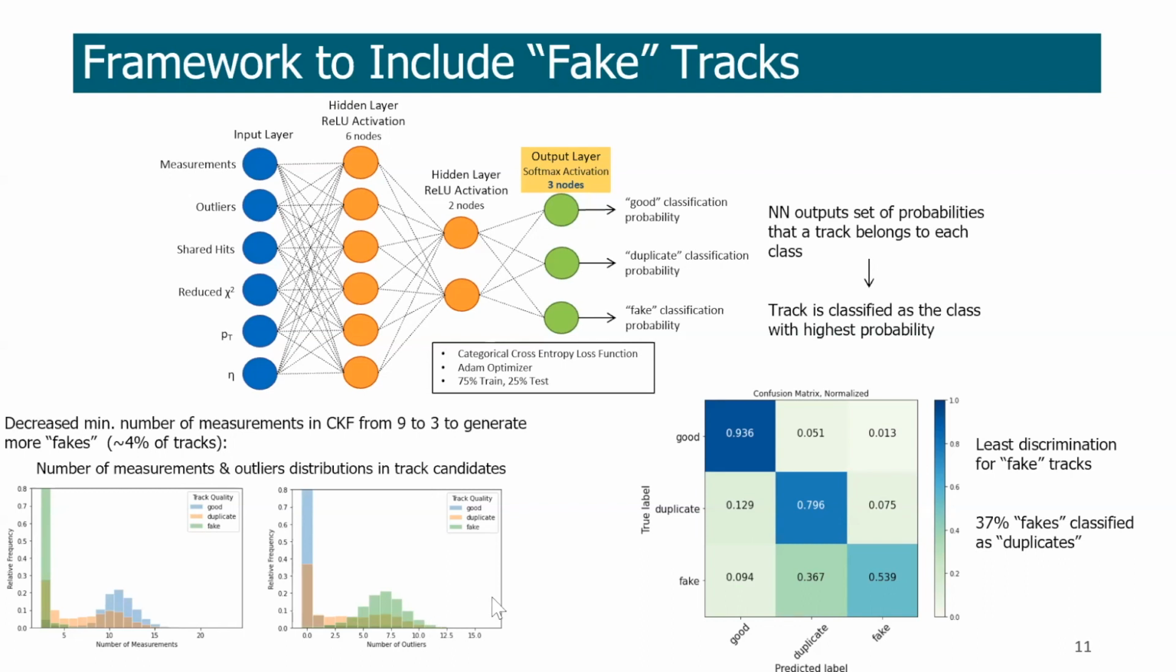So after training this architecture, it was found to have the least discrimination for fake tracks, shown in the bottom row of this confusion matrix, where approximately 37% were labeled as duplicates. But although this architecture does not perform that well on this particular data set, a similar architecture can be put into place for a more realistic detector geometry that has a data set with more fakes.